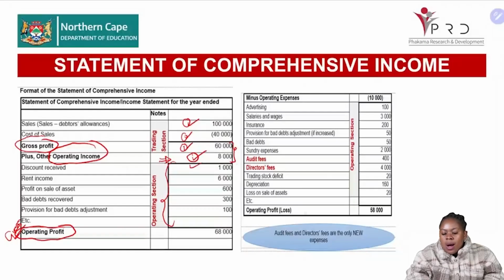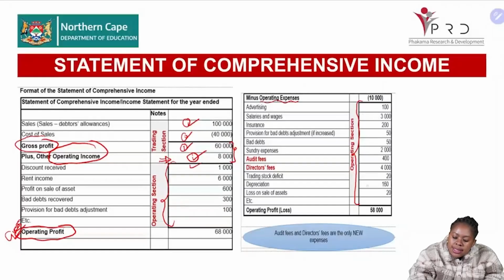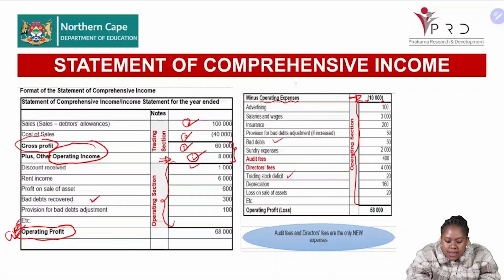Then we move on to our operating expenses. We are going to add everything together in our operating expenses. You don't have to put a negative sign over here, grade 12s, because when you sum this, it will give you a negative amount here. So remember to put the brackets when you put the total. This is just an elaboration of the calculation. And you will see that we've got our bad debts and bad debts recovered. Okay, we've got our trading stock deficit. That's also an expense. And if we have a trading stock surplus, it will be under operating income.